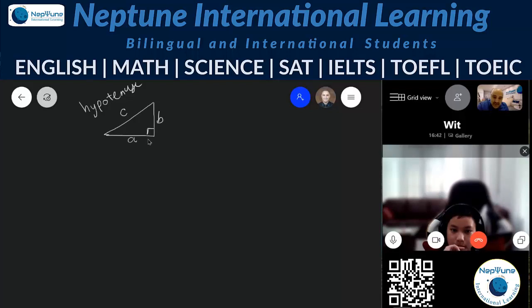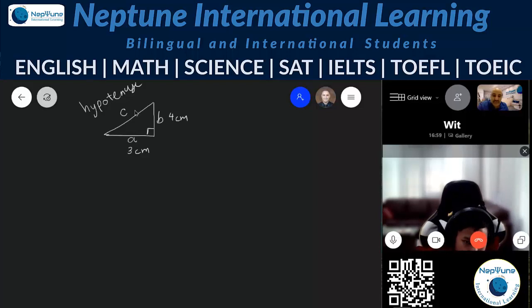And these sides are related. Do you know how they are related? Yeah, because they're connected to each other. No, I mean, if you know the length of A, if this is 3 centimeter and this is 4 centimeter, do you think we can find C? Yes. How much is it? It's 6.